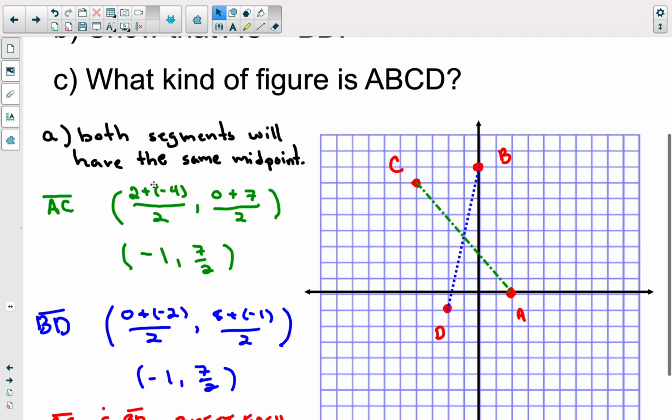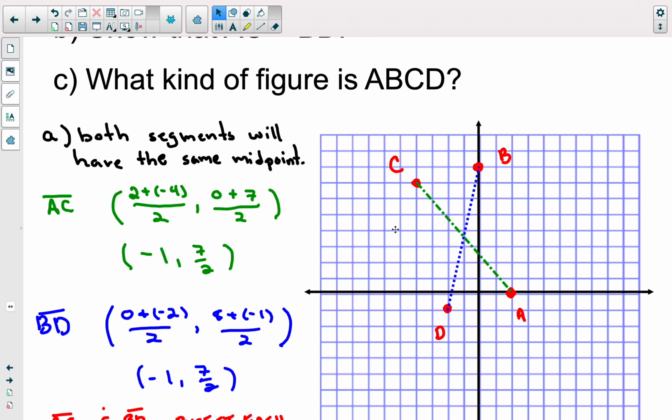So I went and labeled points A, B, C, D here in red. I sketched the line segments in for AC and BD. So we're going to look at if these two segments, blue and green here, actually bisect each other at this point right here. This point should be the same as the midpoint of both of these segments if they do in fact bisect each other. So let's use the midpoint formula.